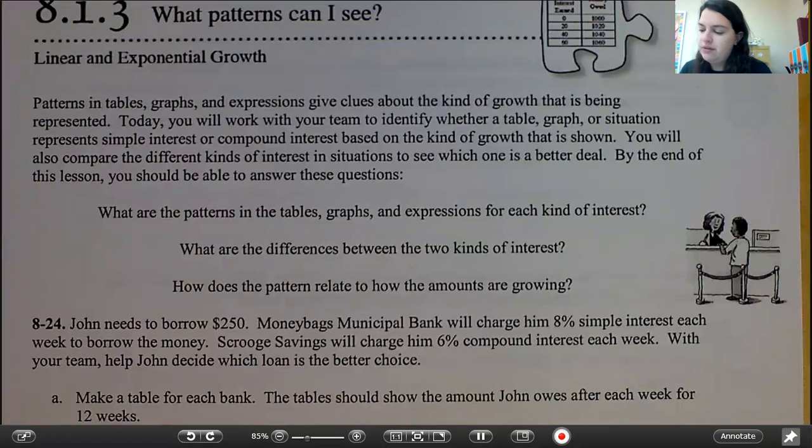You will also compare the different kinds of interest in situations to see which one is a better deal. By the end of the lesson, you should be able to answer these questions. What are the patterns in tables, graphs, and expressions for each kind of interest? What are the differences between the two kinds of interest? How does the pattern relate to how the amounts are grown?